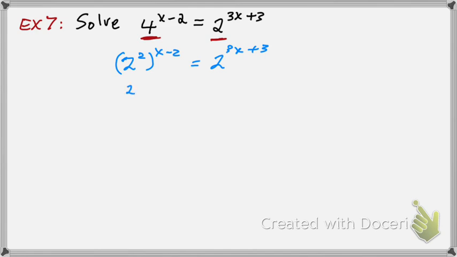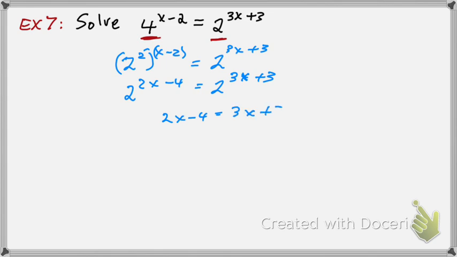So I can say two to the, I've got to multiply this 2 times all of that. So that's going to be 2x minus 4 equals 2 to the 3x plus 3. So I know 2x minus 4 equals 3x plus 3. I subtract 2x from both sides. I'm getting x equals negative 7.